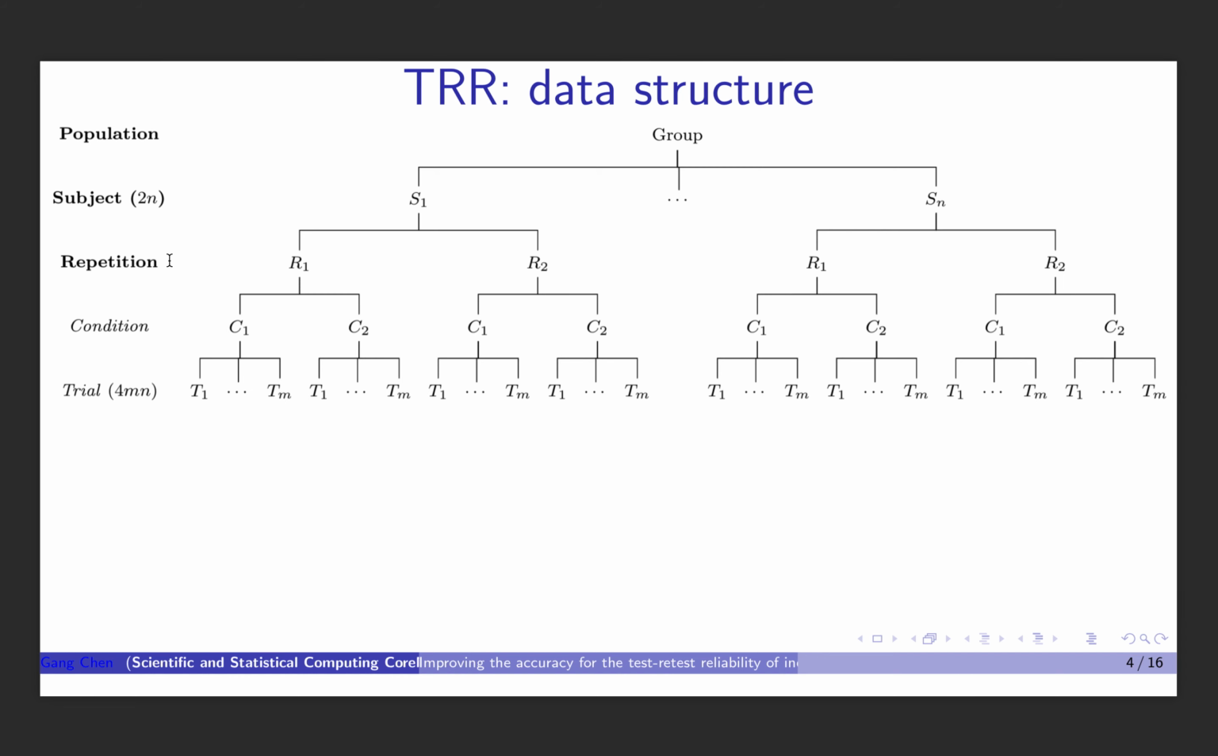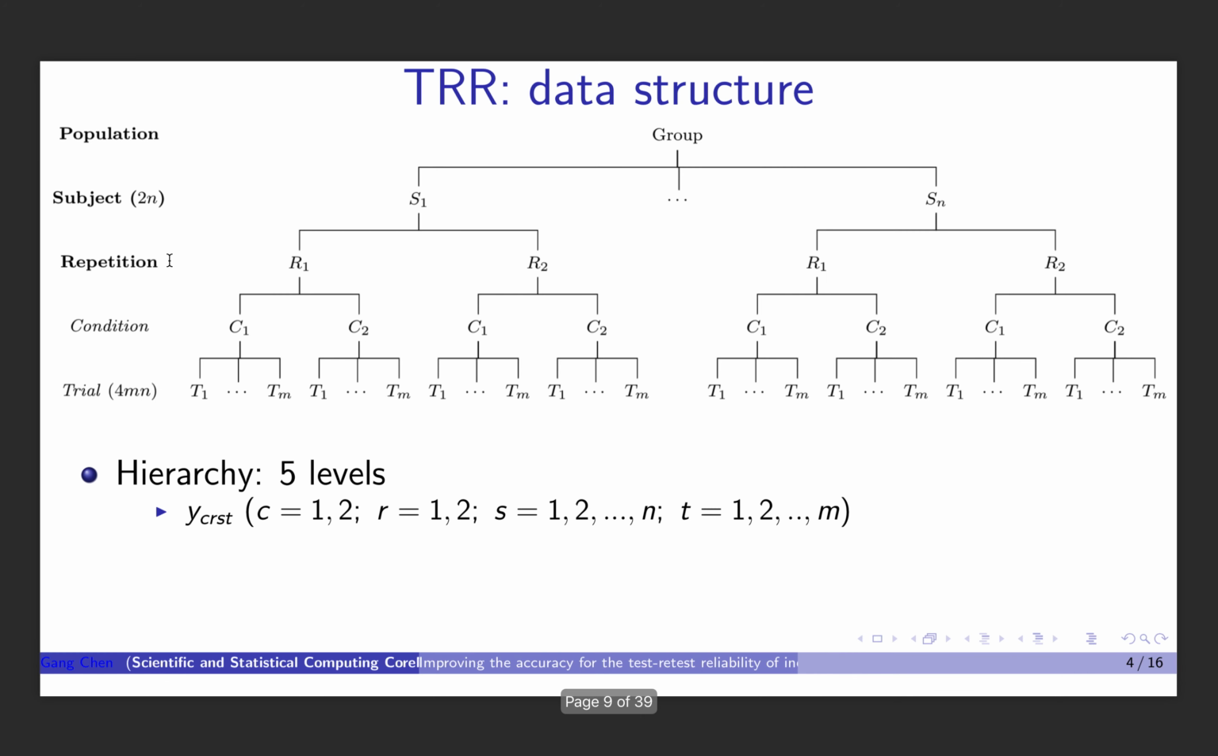The third level, each subject goes through 2 sessions. The fourth level, during each session, we usually have 2 conditions. Suppose we have an inhibition test, we have congruent versus incongruent. Those are the 2 conditions. For each condition, we have some number of trials. Those trials are the lowest level. So those are the 5 levels.